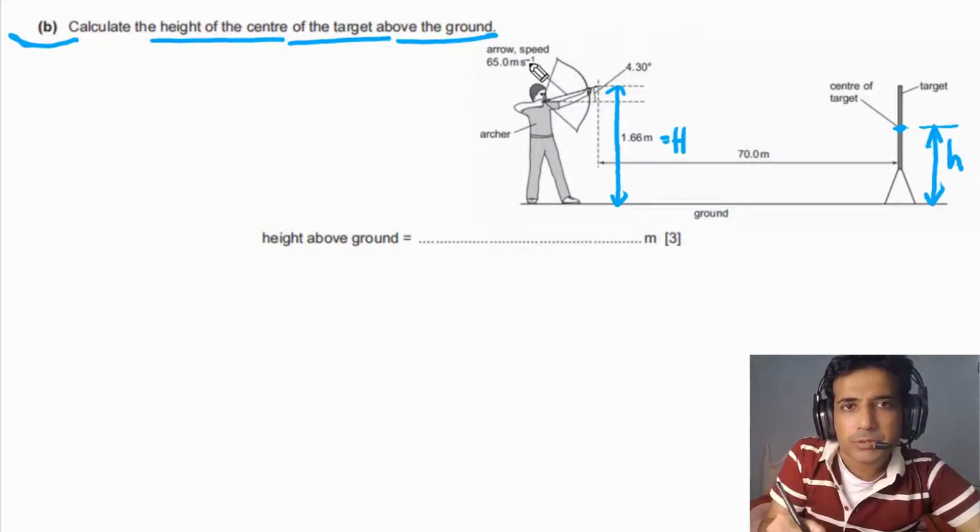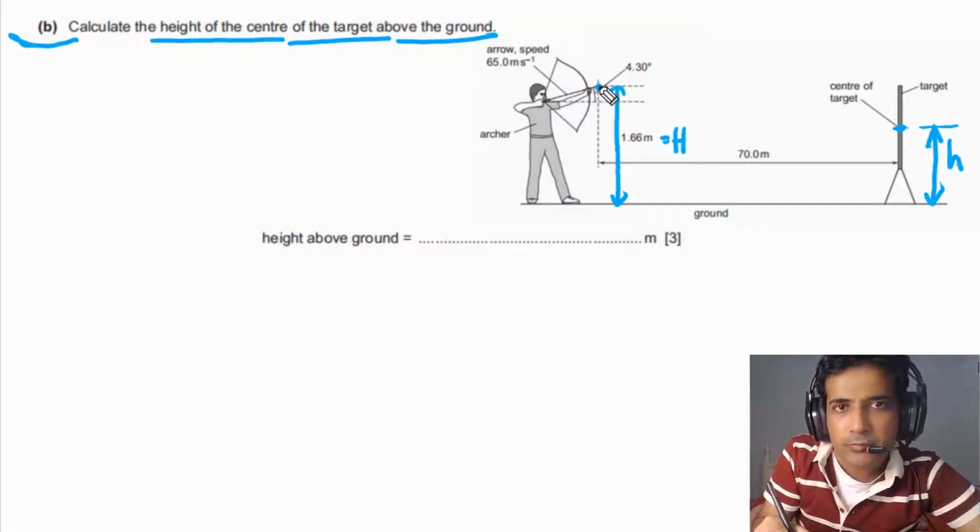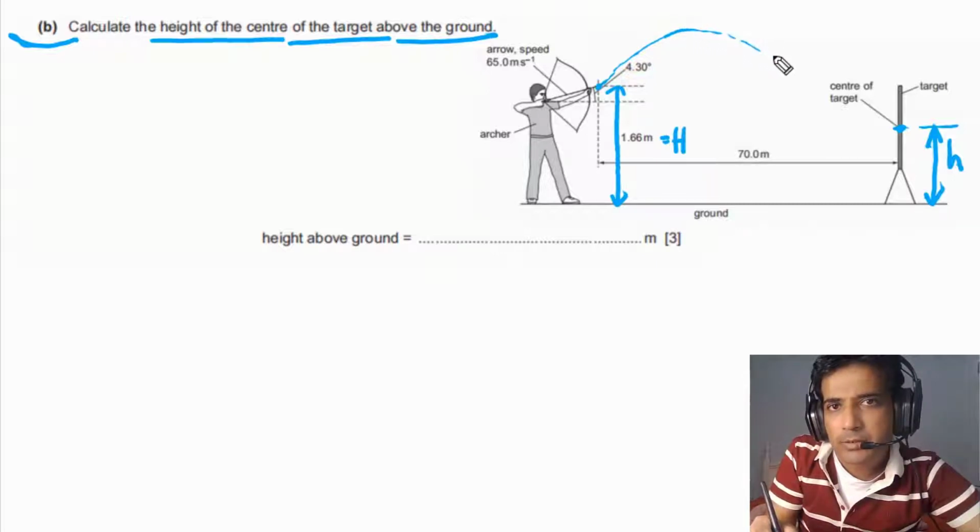Now we need to consider motion of this arrow. We have already discussed, so let's redraw that. This arrow, first of all, will go up. It will reach maximum height, and then it will start falling downwards. So it will go like this, and finally it will hit this target. We can draw a horizontal line. So this is the horizontal line.